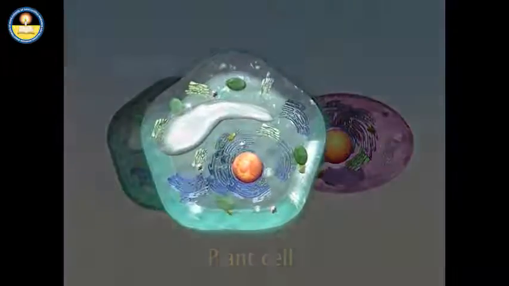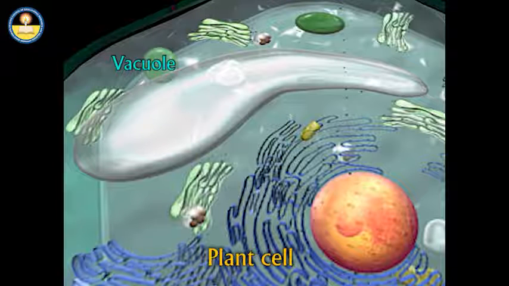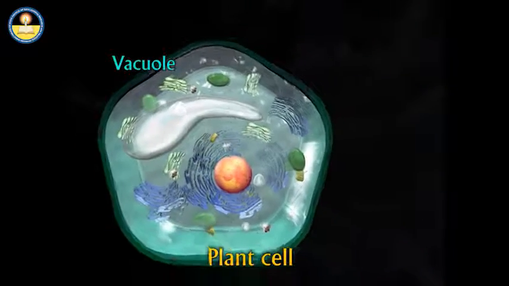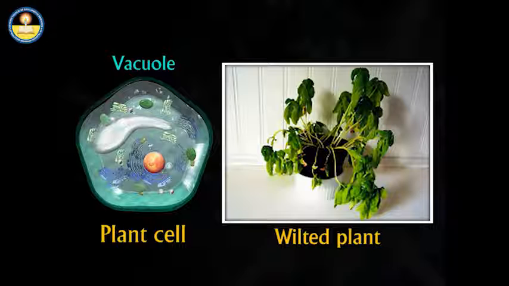A mature plant cell contains a single large central vacuole which occupies more than half of the total cell volume. It stores food, water and waste. It gives support to soft structures such as leaves. If you forget to water your pot plants, the leaves droop.